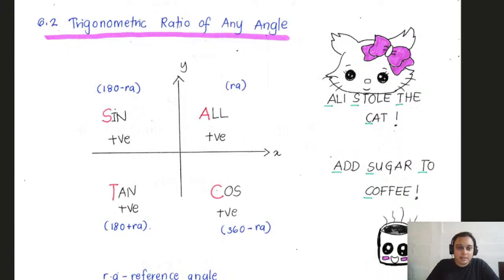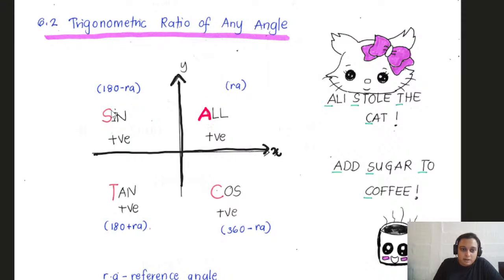Okay, let's look at the gambar rajah di sini. Ini ialah paksi Y. Ini ialah paksi X. Now look at this part. Teacher got write all, sine, tangent and cos. What does it mean? All means all the sine, cos and tangent, semua dekat sini ialah positif.